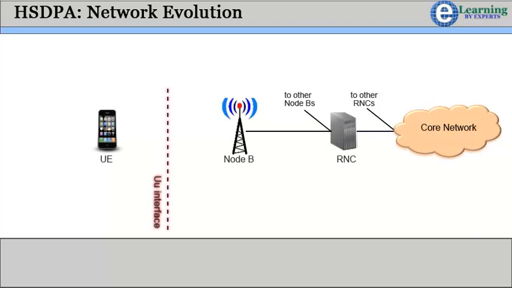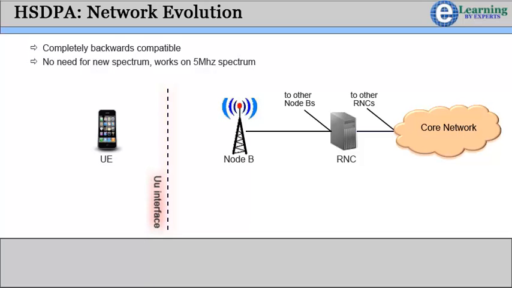HSDPA upgrade of UMTS is similar to Edge upgrade of GPRS. Key attributes of HSDPA upgrade: HSDPA is completely backwards compatible. HSDPA works on 5 MHz spectrum, and there is no need for new spectrum. Reuse existing infrastructure with minor software and hardware upgrade in access network, thus making the migration from R99 UMTS to HSDPA very cost-effective.